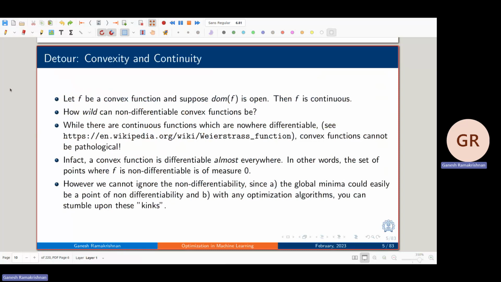This is interesting. There are continuous functions which are nowhere differentiable. Convex functions are typically not pathological. A convex function is differentiable almost everywhere. That's an interesting point. The set of points where it is not differentiable has measure 0, so it's pretty much differentiable everywhere.